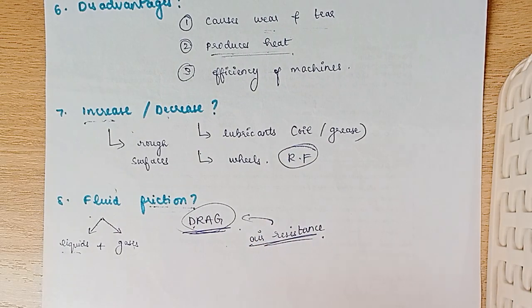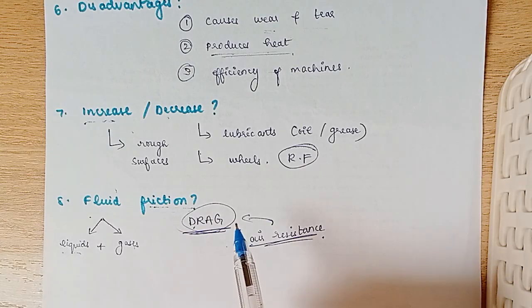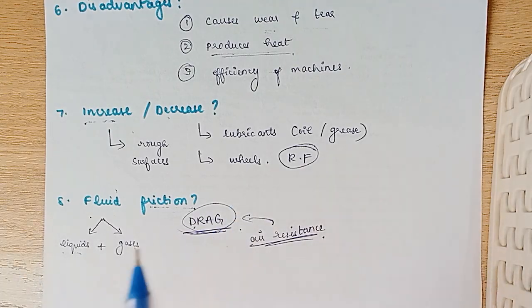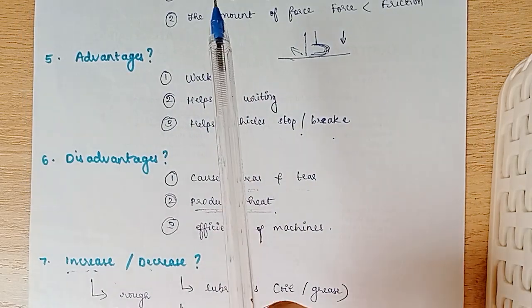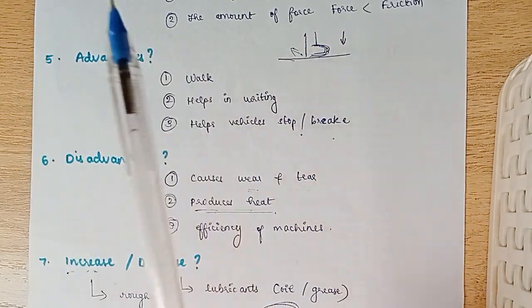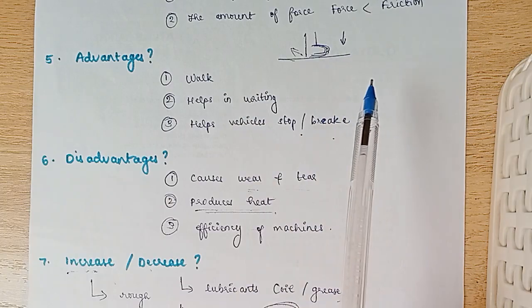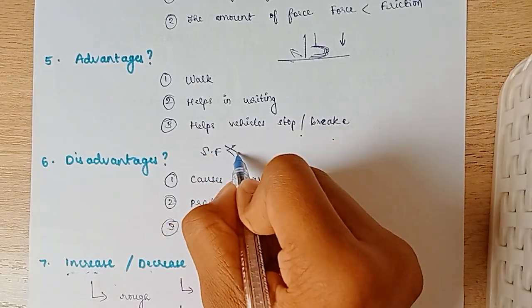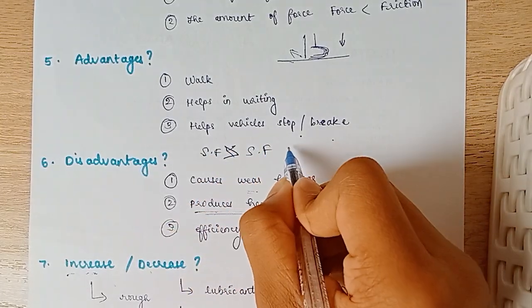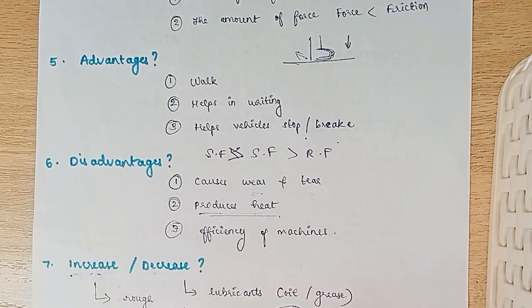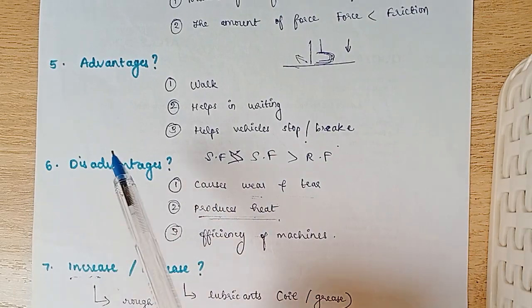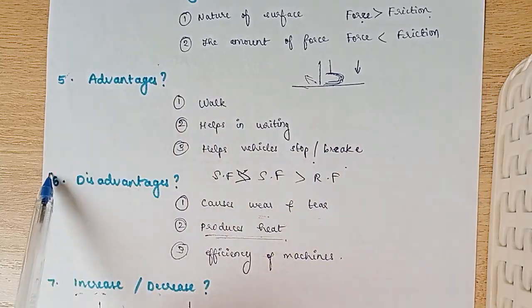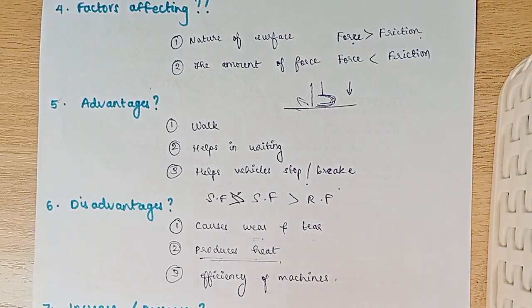So once again, summing up everything, friction is something that opposes motion, and it is caused by irregular surfaces. And there are three types: static, sliding, and rolling. Static friction is the greatest friction, and then comes sliding friction, and then comes rolling friction. Then friction can be useful as well as harmful. This is the full chapter of the lesson in grade 8, friction.